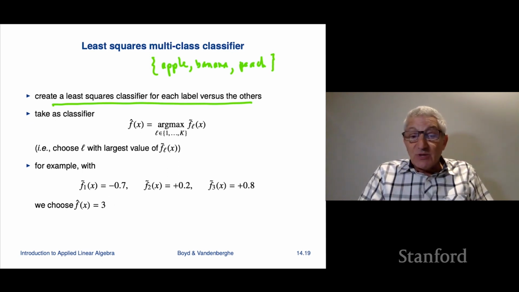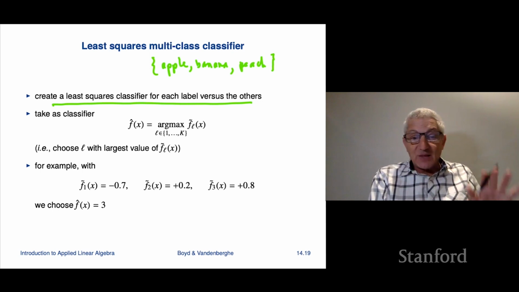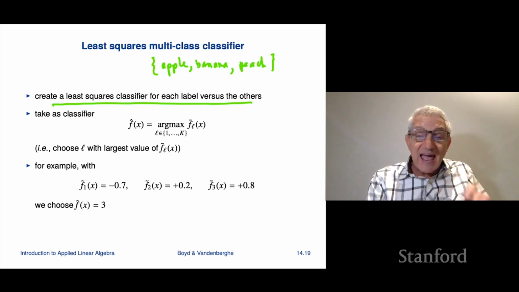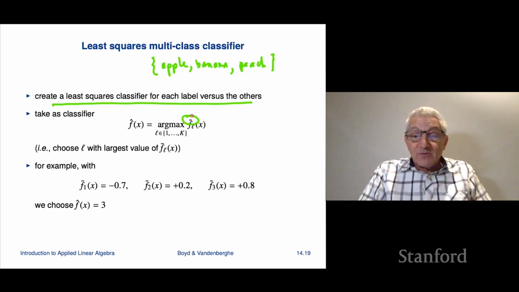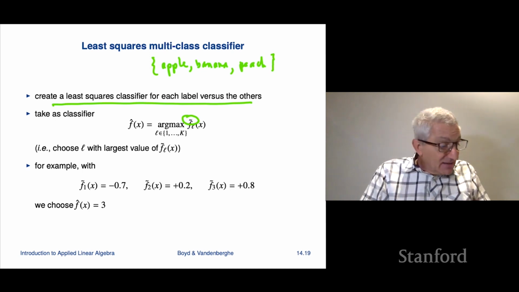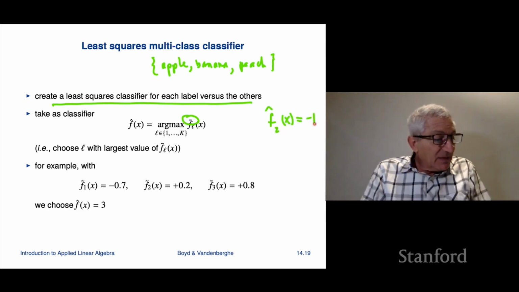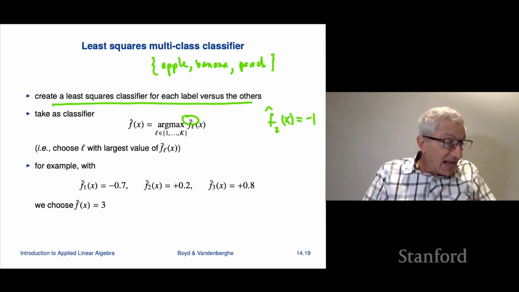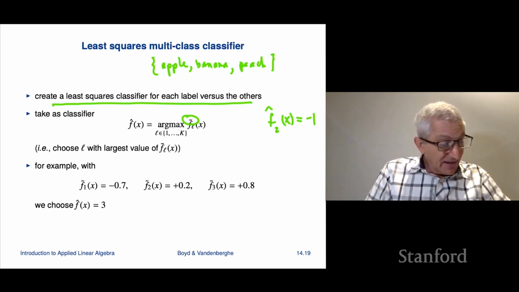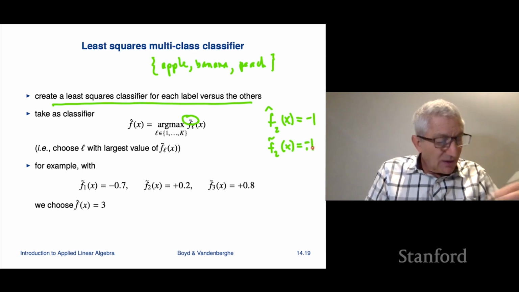By the way, there's several things you could do then. The way that works best with least squares goes like this. We actually don't use the hats, we use the tildes. Now remember that f hat is either -1 or +1. So f2 hat of x equals -1 means I don't think it's a banana. I think it's an apple or a peach. That's what it means. But we'll actually work with the precursor of f hat 2. We're going to work with f tilde of x equals -0.1.